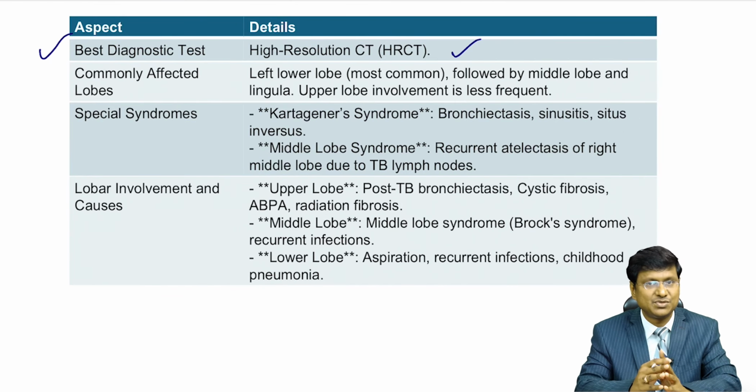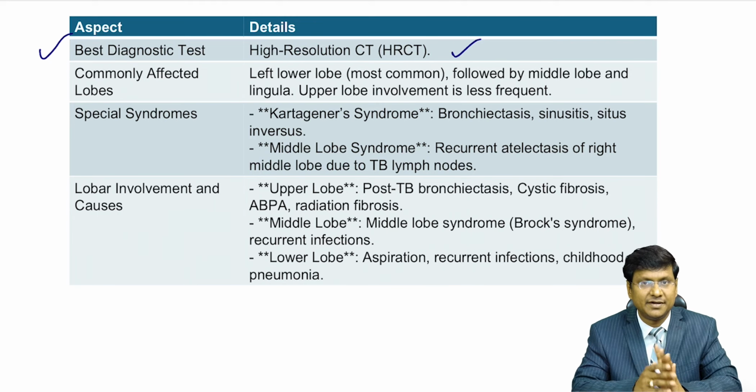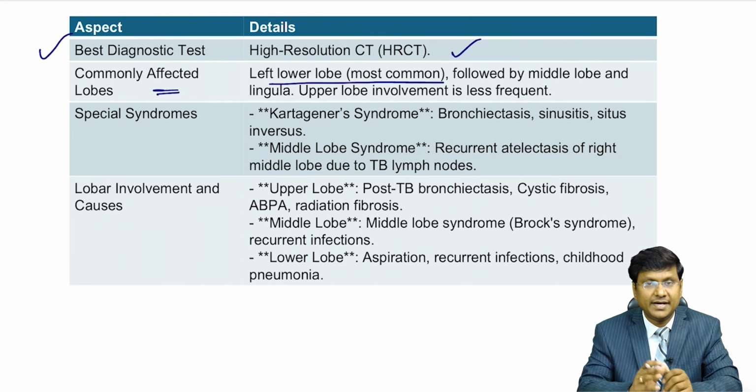The best initial test will be the HRCT. And in case of bronchiectasis, you also should be aware of which particular lobe is commonly affected. In case of bronchiectasis, the commonly affected lobe will be the left lower lobe.